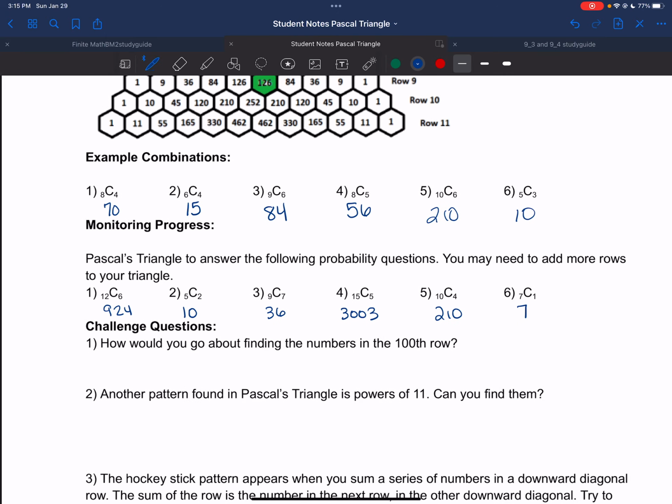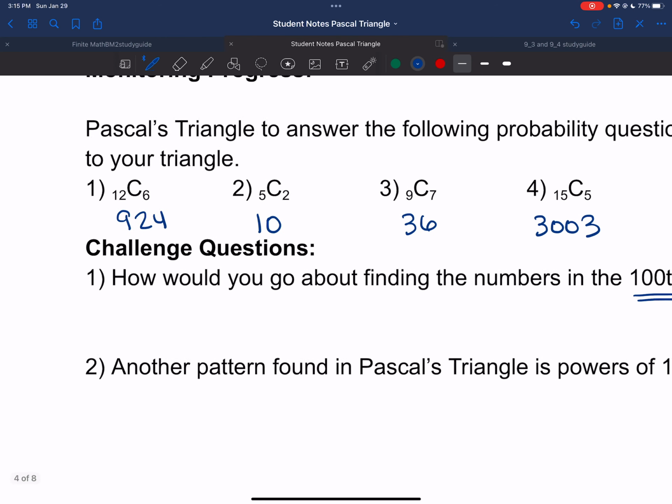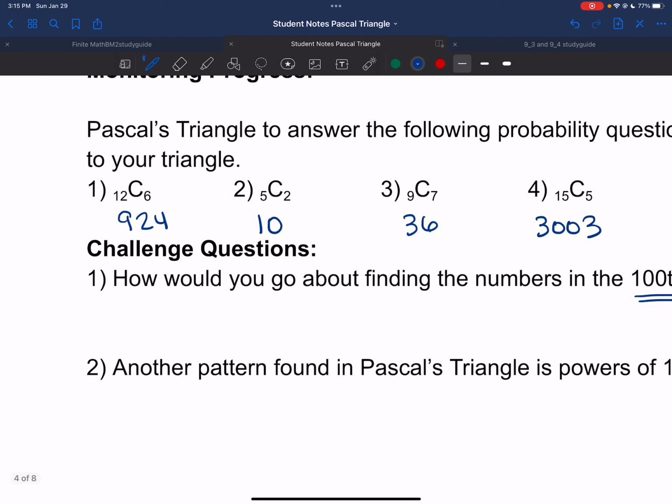Okay. All right, how would you go about finding the numbers in the 100th row? Well, it's easy if you have your 99th row. If you know that 99th row, all you have to do is take the two numbers above it and add those together to get the numbers for that 100th row. But if you don't have the 100th row, since we know that the combinations exist, you could get those numbers from your combinations. It'd be a lot of math to do, but it'll give you the answer. So I could do 100C1, and that would give me the first one. And then I could do 100C2. And then 100C3. And on until I got all of the numbers in that row.